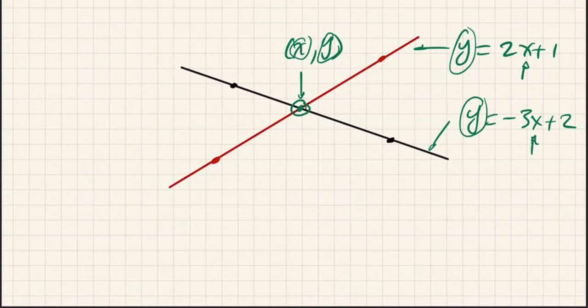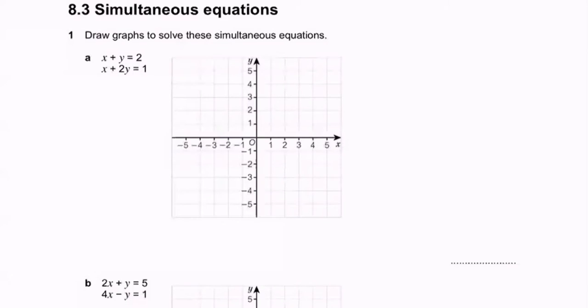Okay, let us go for examples to sort it out. So let us go to your sheet. This is your sheet. Here, simultaneous equations. What they are telling us: draw graphs to solve these simultaneous equations. And it's telling that x plus y equals 2.